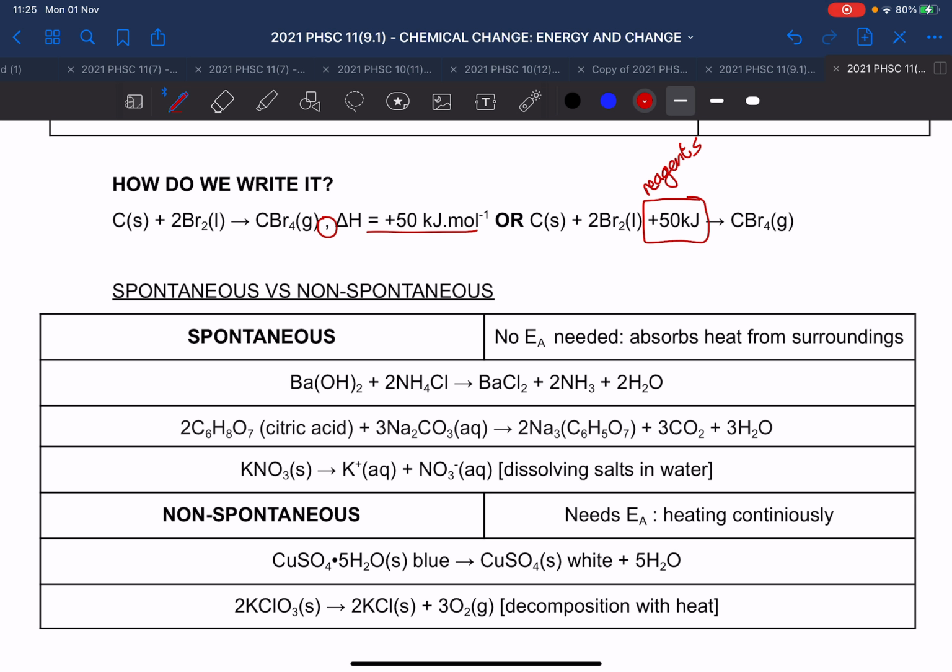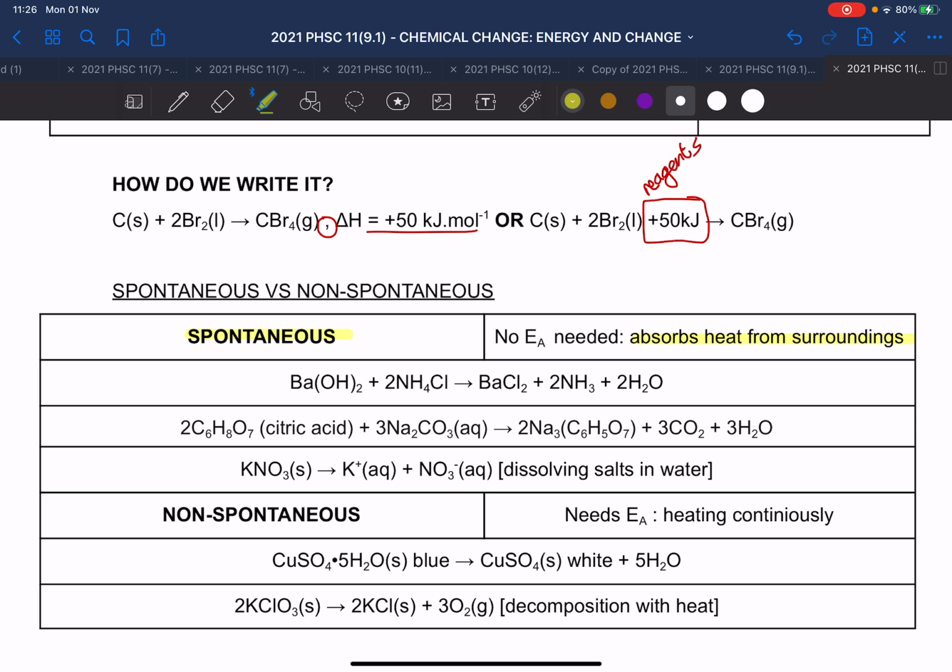Then here we also have spontaneous and non-spontaneous reactions. So now you must wonder, ma'am, how do we get an endothermic reaction that is spontaneous? Because endothermic needs energy, so how is it spontaneous? Spontaneous here means it absorbs energy from the surroundings. So you don't need to add extra. You don't need to heat it up or stir it or whatever. It just takes energy from its surroundings.